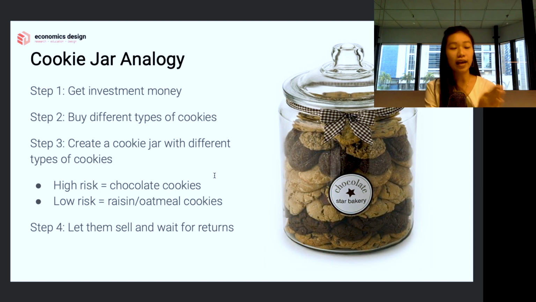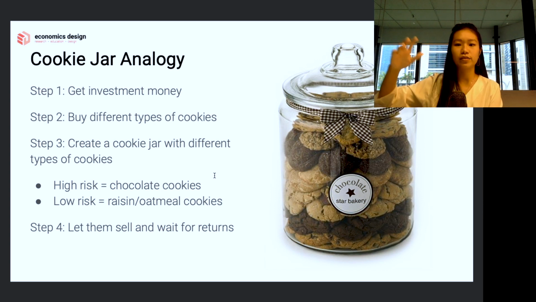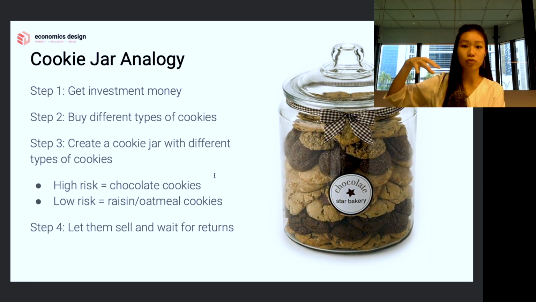So it's not absolutely equivalent, but the idea is that these high risk cookie jars, they're very unhealthy, but people love to eat them. So when people buy these cookie jars, when I'm selling these cookie jars and people pay for them, the money will go to people who invested in this cookie jar in the first place. And same with the low risk. When people buy it, the money goes to whoever owns the cookie jar.